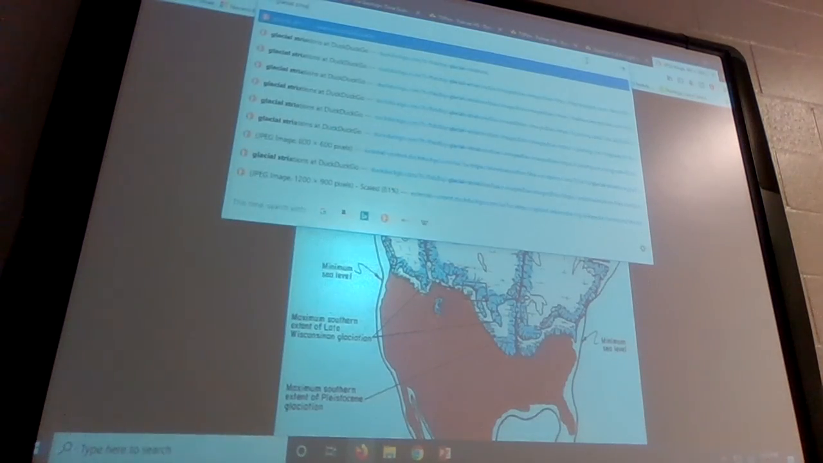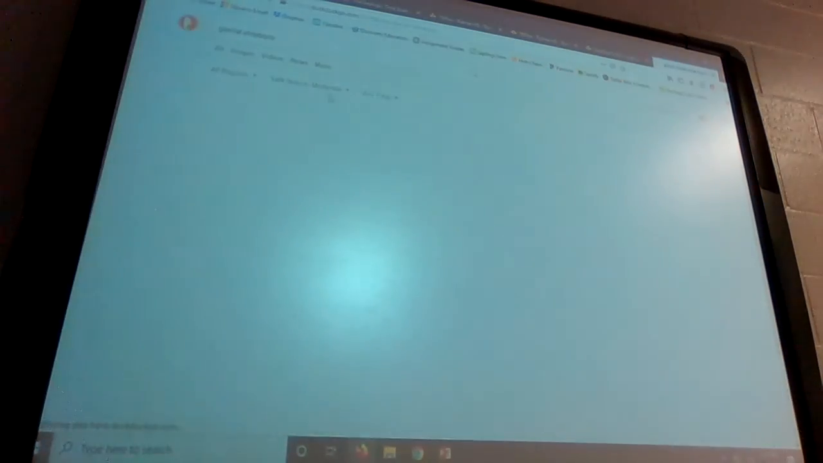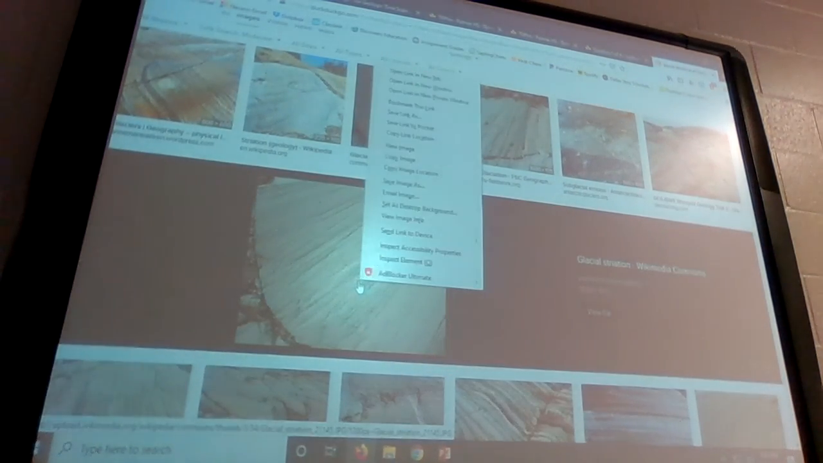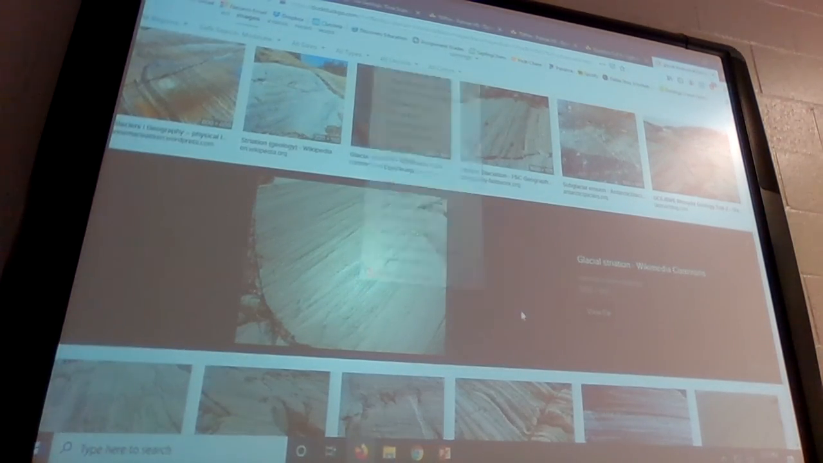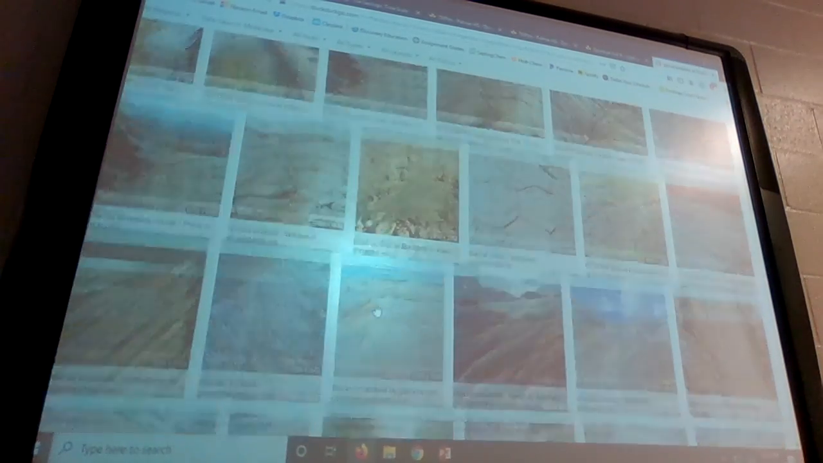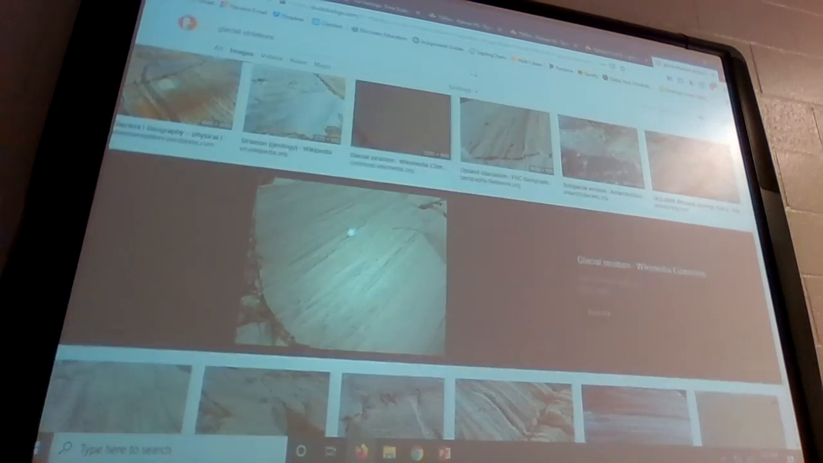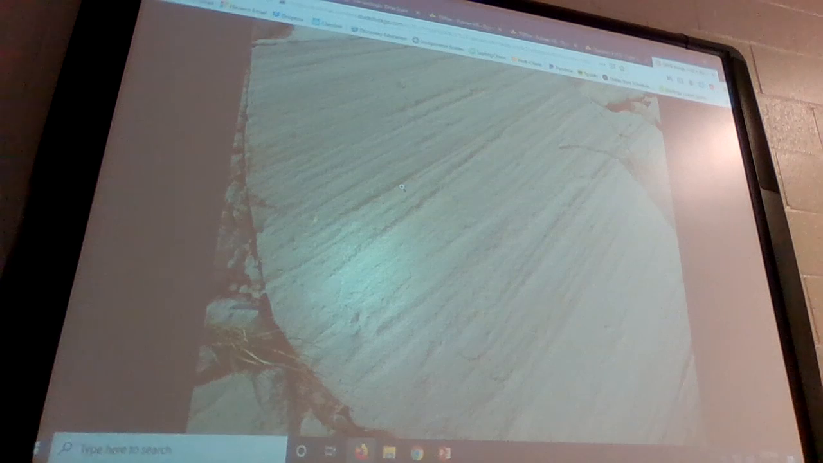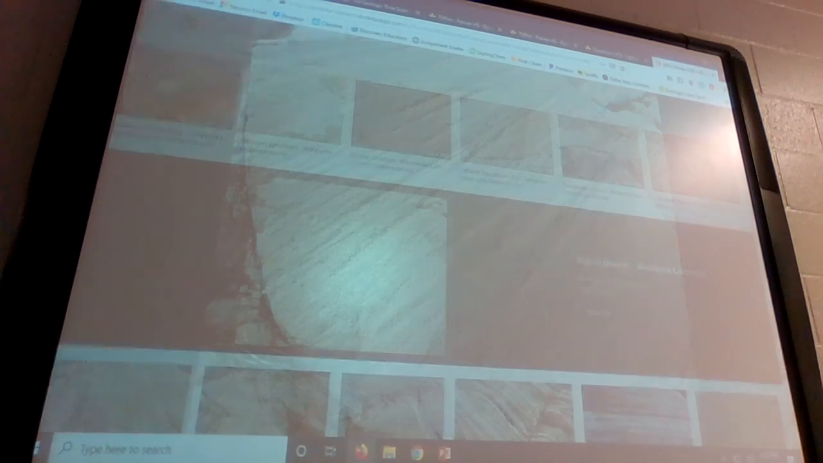Glacial striations. And go to images, and you will see some really nice pictures of some good glacial striations. They're basically big scratches in the rock from the ice moving across it and from other rocks being kind of dragged across it. So there's some pretty good pictures here. This one's not bad. You can see the striations coming down. Let's look at another one.